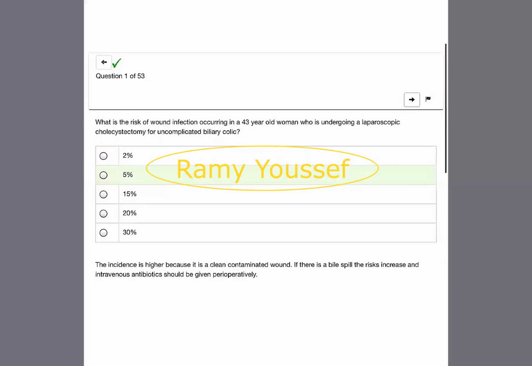Not so common, but the GIT contents are more dirty. This will happen in wounds and accidents associated with severe contamination, whenever there is opening of the GIT, like any injury, ruptured colon, perforated colon or intestine. These are dirty wounds, and this has the highest rate of infection. But here he will ask you about clean contaminated wounds, especially laparoscopic cholecystectomy. The rate of infection here will be less than 5%. Okay.